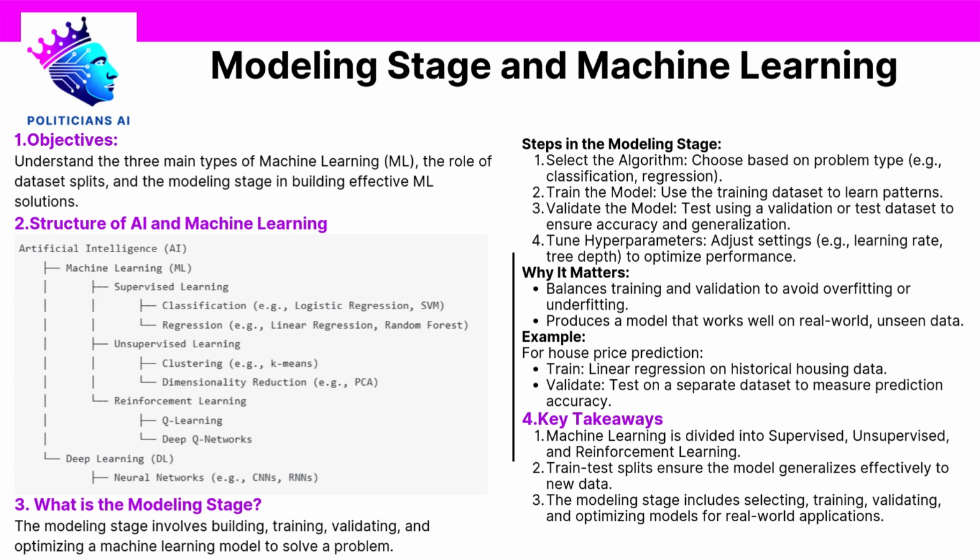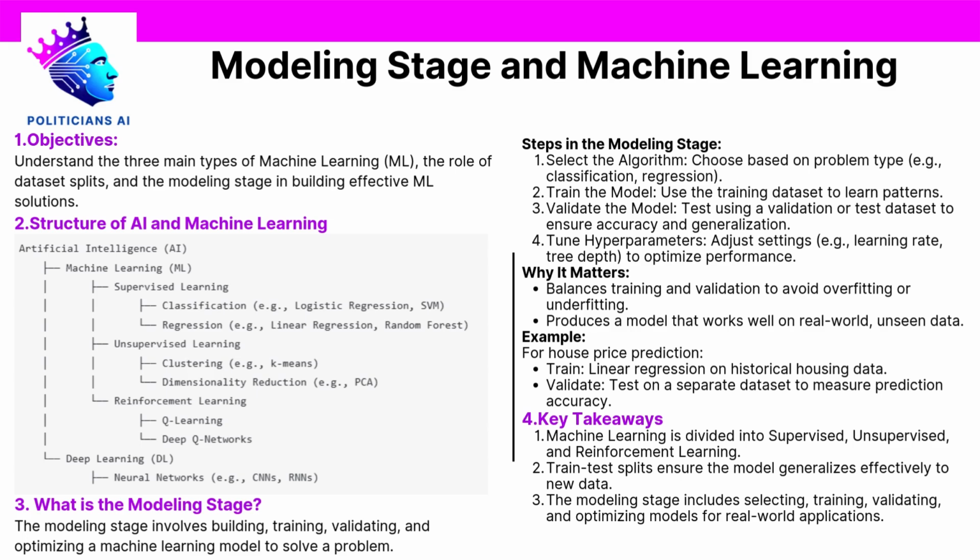Next is training the model. Here, we use the training dataset to teach the algorithm patterns within the data. For example, if you're working on a house price prediction model, the system learns from historical data, such as square footage and location, to predict prices. The third step is validation. This involves evaluating the model's performance using a separate validation or test dataset. By doing this, we ensure the model can generalize to new, unseen data rather than just memorizing the training set. Metrics such as accuracy, precision, or mean squared error are used to measure performance.